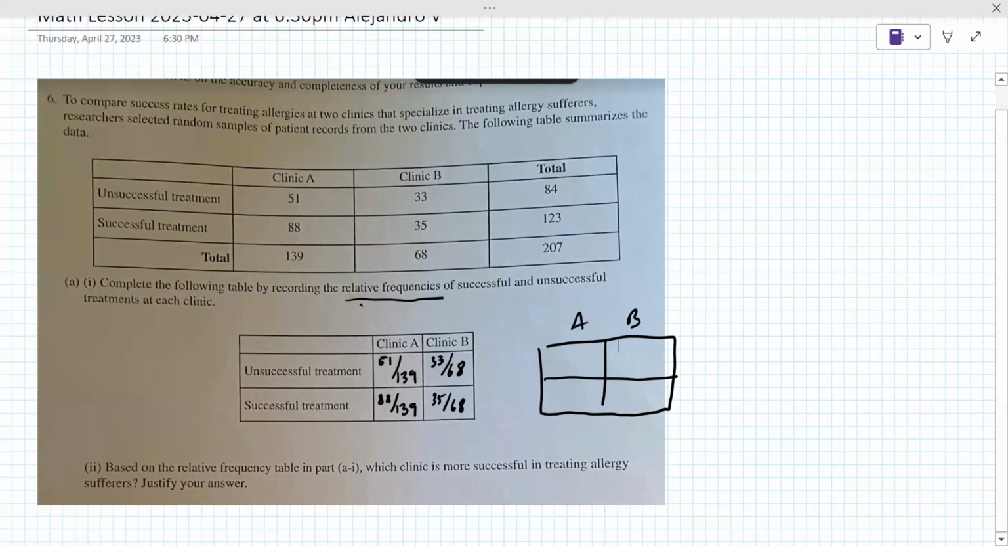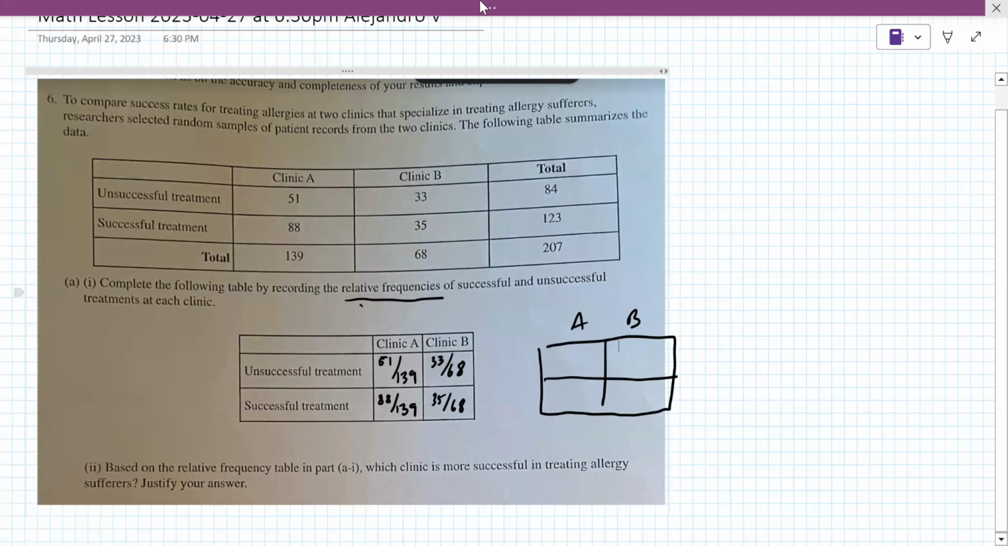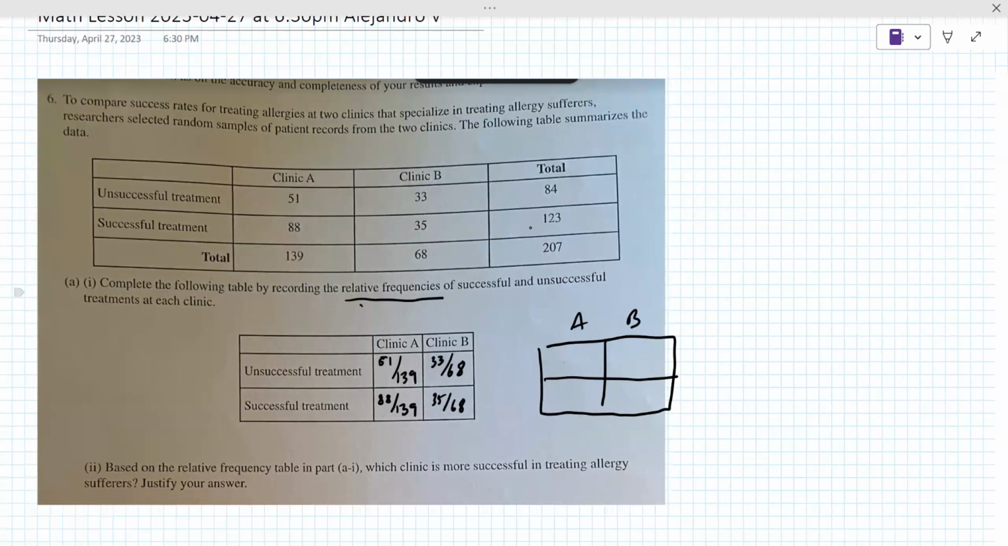Okay, I got them. For unsuccessful Clinic A, I got 0.367. For successful Clinic A, I got 0.633. Then for B, I got 0.485 for the unsuccessful, and for successful 0.515. Based on the relative frequencies, which clinic is more successful? We want the one with the higher probability of success, which is Clinic A. Yes, A compared to B is more successful.